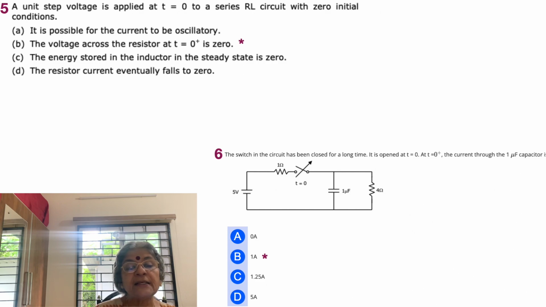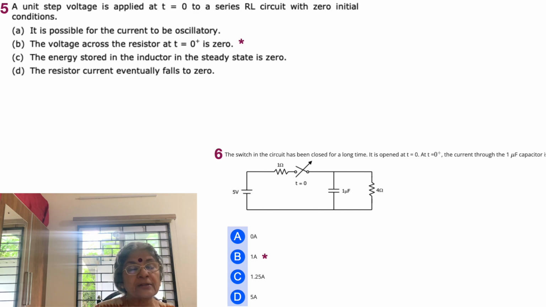So moving on to problem number 5: a unit step voltage is applied at t equal to 0 to a series RL circuit with 0 initial conditions. So it's an RL circuit to which this voltage is applied. The options are: it is possible for the current to be oscillatory. The voltage across the resistor at t equal to 0 plus is 0. Is it so?